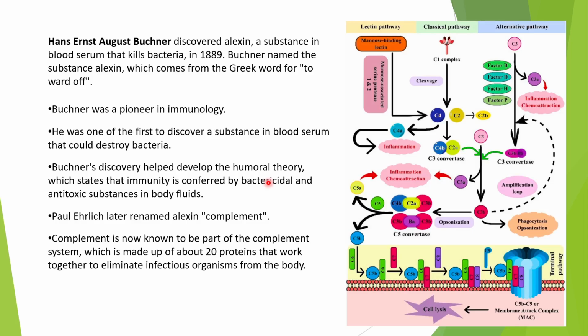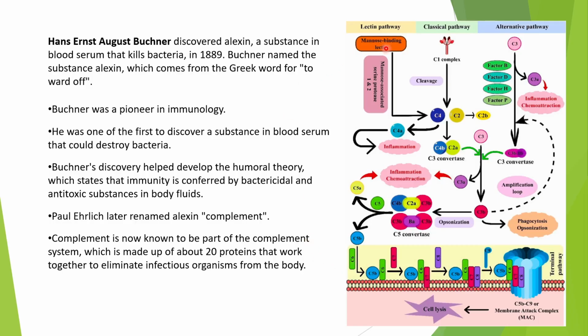Then Paul Ehrlich later renamed alexin as the complement. So now we study this alexin as the complement of the complement system, and now we have several components in the complement system, more than 20, which work as a network together to provoke the immune response to kill the bacteria. Complement is now known to be a part of the complement system, which is made up of 20 proteins that work together to eliminate the infectious organism from the body.